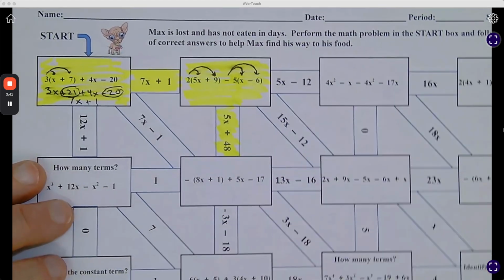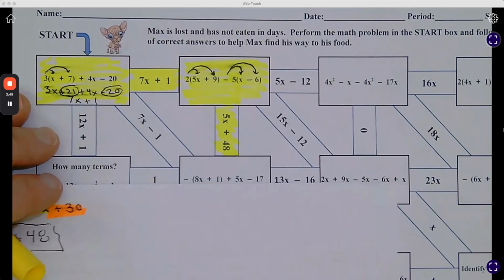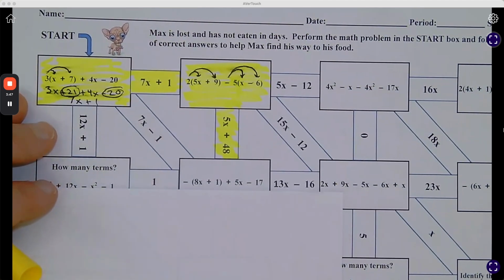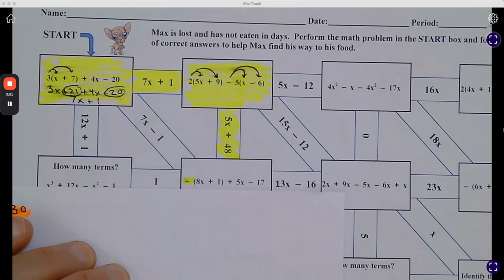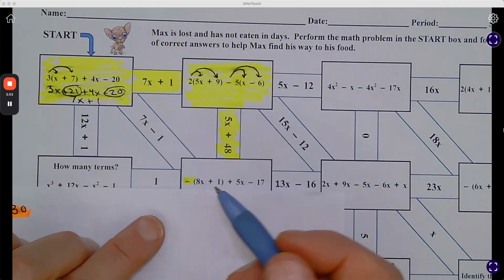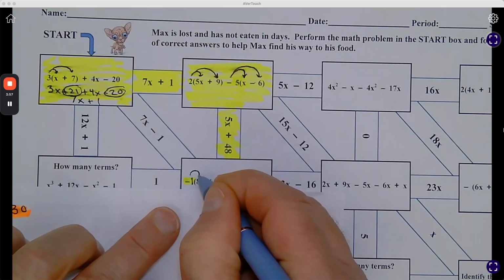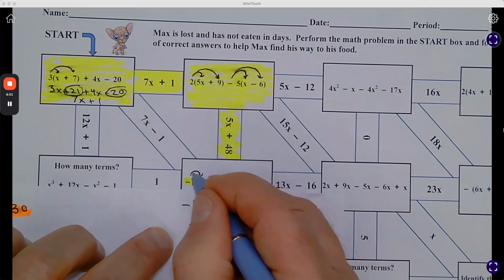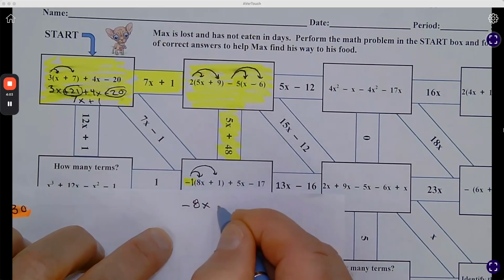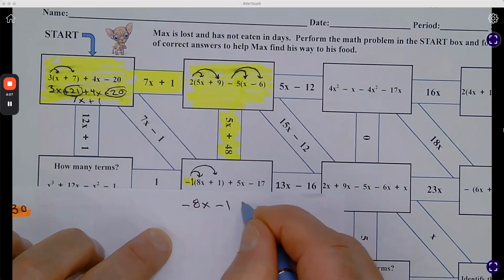Okay, and now I'm going to go ahead and perform this right here. Oh, that is tricky. That is distribution of negative 1. Notice how there's no number, right? That means it's a negative 1. Negative 1 times positive 8 is negative 8. Negative 1 times positive 1 is minus 1. And then I just write the rest.